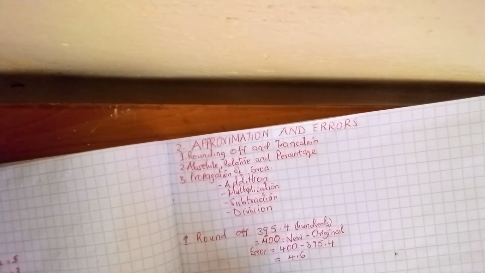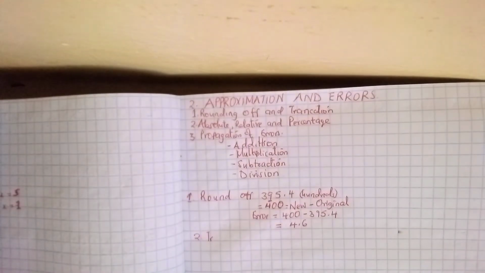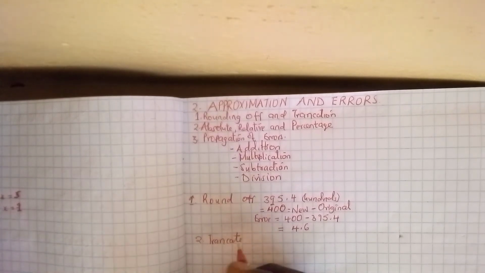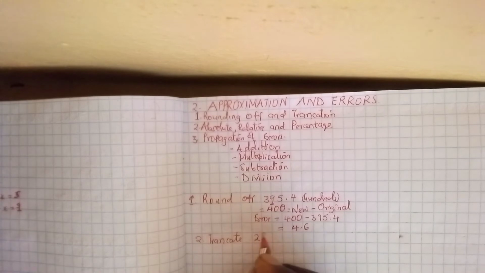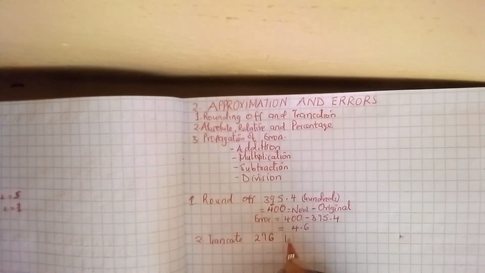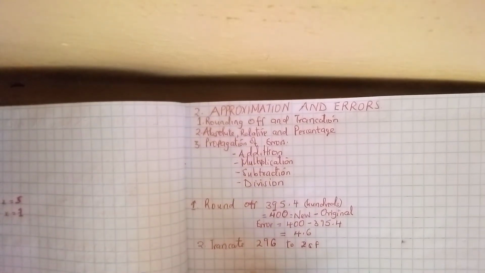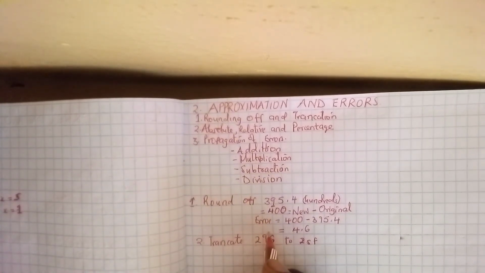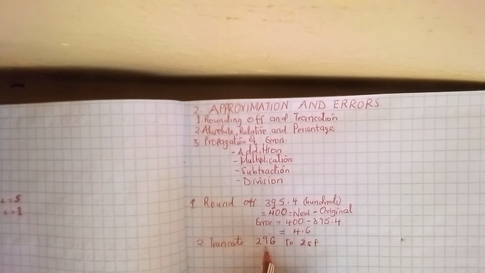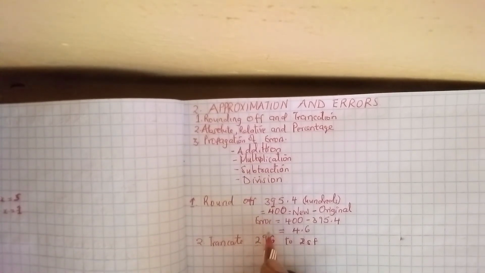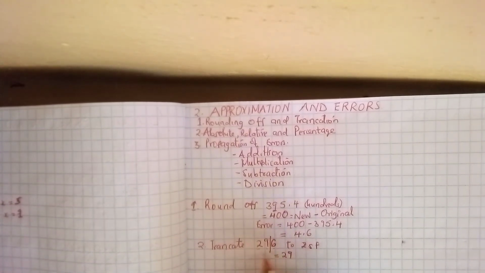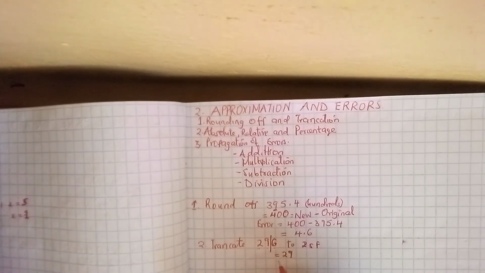This one is the same when you truncate. So for example, you are told to truncate 296 to 2 significant figures. So truncate 296 to 2 significant figures. So when we truncate, we cut off. So we count. We have 1, 2, 3. For us to remain with 2, we cut off 6. That means we remain with 29. So truncation is probably you cut off or you ignore.